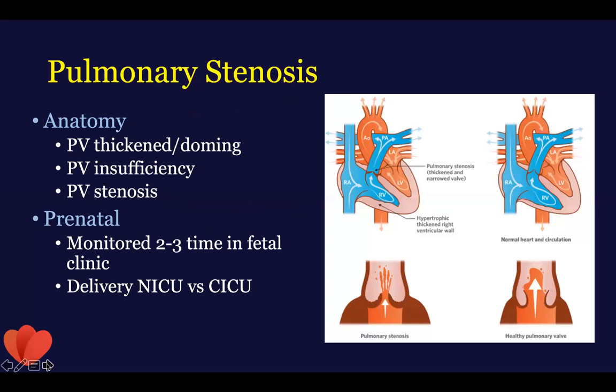So pulmonary stenosis: we're looking for a thickened, doming pulmonary valve, can have insufficiency, can have a gradient with Doppler. These patients are seen 2 to 3 times, and depending on how high their gradient is, can go to the NICU or cardiac ICU, possibly needing intervention prior to going home.